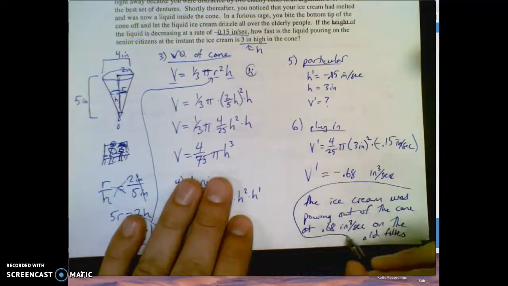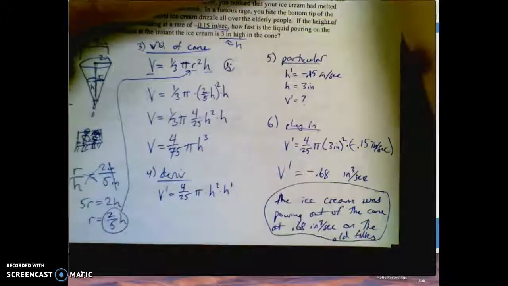That's not cool. That's not an appropriate reaction to losing some ice cream. Anyway, that's the rest of the problem. So you got a little stuff on implicit. You got to know how to do it with the related rates problems, which are kind of crazy.